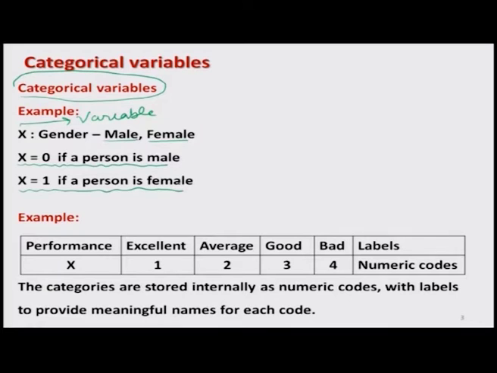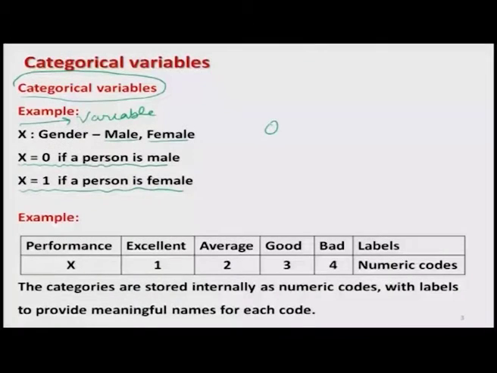So, what we have to do? We simply have to take a person and write whether he is male or female, and instead of writing male or female, I will write 0 and 1. So, if I get data 0, 1 and then 0, that means first of all we had a male person, then a female person, and then again a male person. This is a categorical variable.